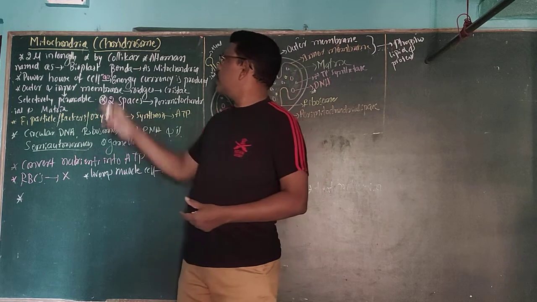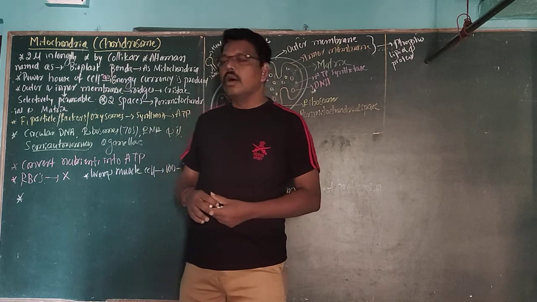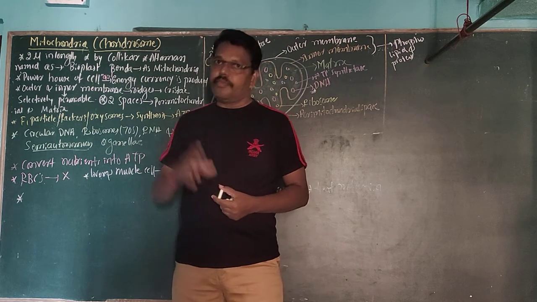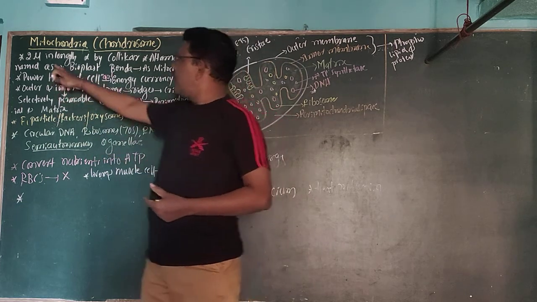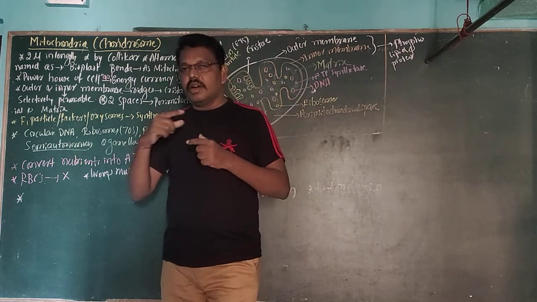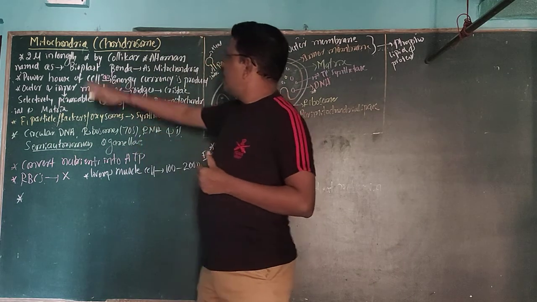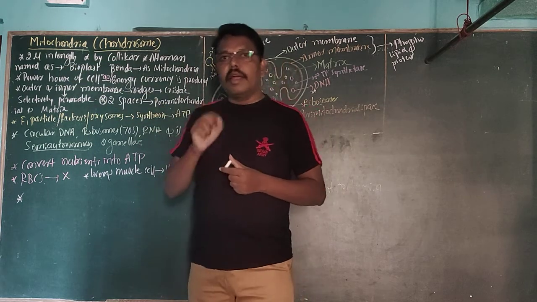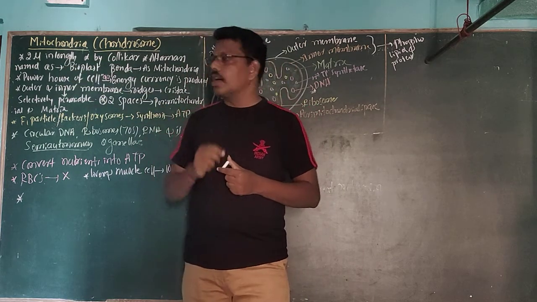Under cell organelles, that one is called mitochondria. In plants, you can call it chondriosome. Mitochondria are normally 2 microns in length and 0.5 micron in diameter. Mitochondria is the plural word, and mitochondrion is the singular word.